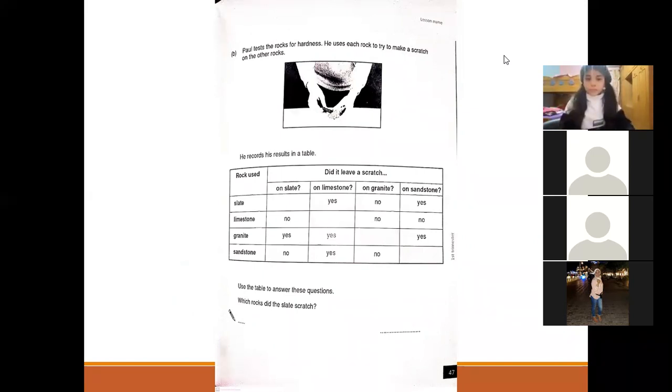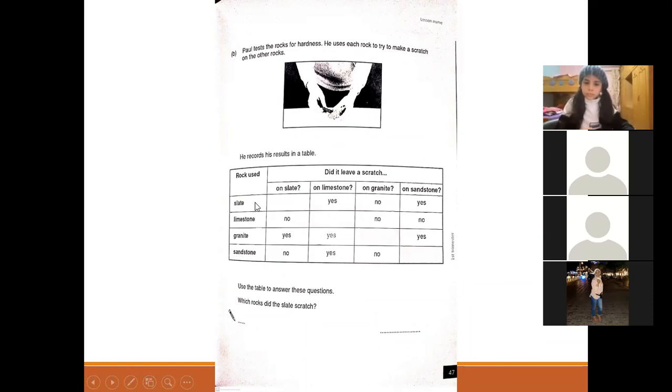All right, very good. Now, Paul did what I just said. He tried to scratch all of the rocks with each other, and he wrote his results in this table. Okay, so he wrote the rocks he was trying to scratch: the slate, the limestone, the granite, and the sandstone, all the rocks he has. And now he wrote the results of him trying to scratch each of the slate, for example, with the limestone, granite, and sandstone. And then he wrote when he tried to scratch the limestone with the slate, the granite, and the sandstone.